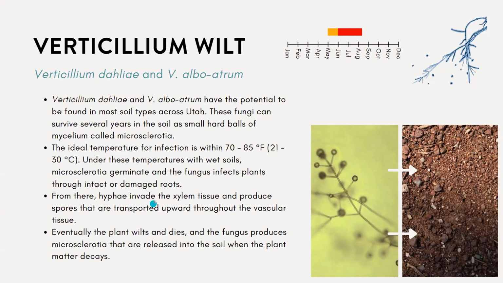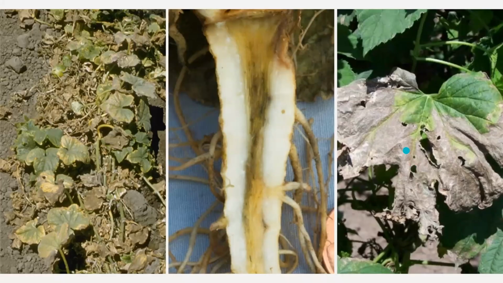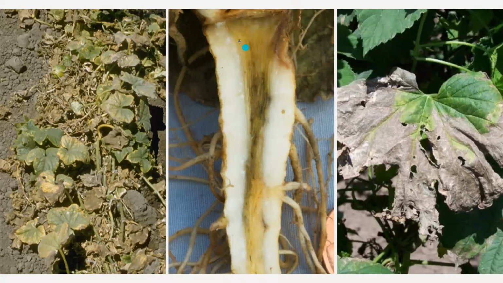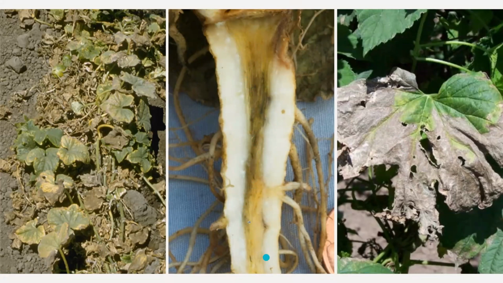And then from there, the hyphae will invade the xylem tissue and produce spores that are transported upward through the vascular tissue. So similar to the Fusarium solani, the plant will wilt and die, and then the fungus will produce that microsclerotia that's released in the soil when the plant decays. So here's what that looks like. Here's an infected plant. You can just see the whole thing's dying back. This is a cross section of that crown going into the main root, where you can see the fungi has just completely destroyed this cambium tissue and rotted it out.